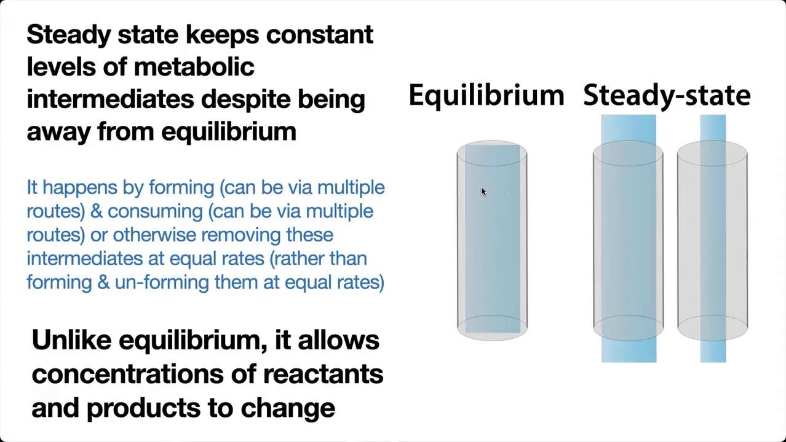So if you think about stagnant water in a pipe, whereas steady state, you have water flowing through a pipe. It can happen by forming and consuming or otherwise removing the intermediates at equal rates. And so you can be adding water in the pipe at the same rate as you remove it. And as long as you're doing this at the same speed, you can have some sort of concentration that's kept steady. But it's not going to be the equilibrium concentration necessarily.